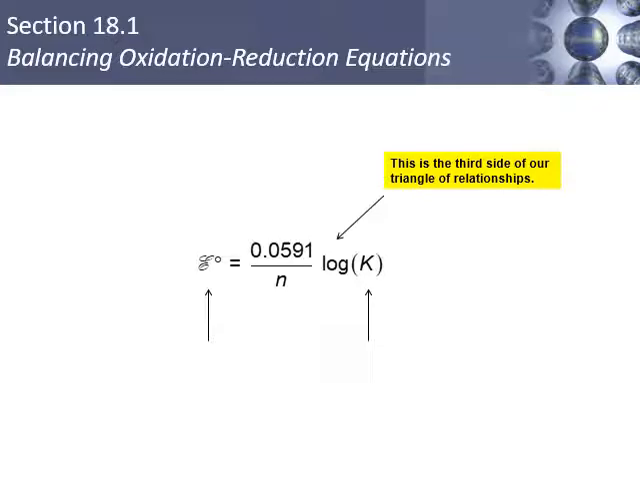So here is the third side of our triangle of relationships, where they've taken the equation that we were just using, the Nernst equation, and they set E to 0 and they changed Q to K. And when you do that, the E term drops out, the E without the degree sign, and you're left with just E naught equals 0.0591 divided by N log K, where you're at K now because you're at equilibrium.